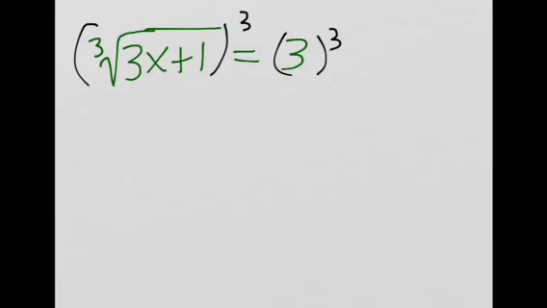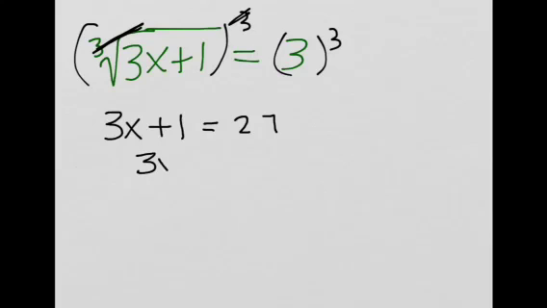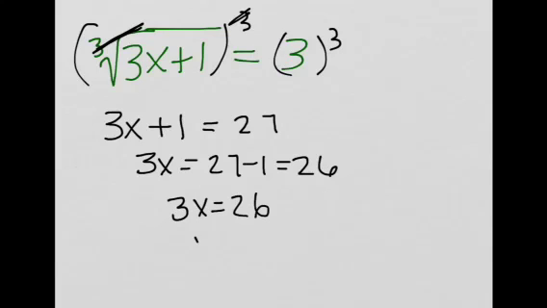And when we raise to the power of 3, the cube root and the power of 3 cancel each other out. So on the left-hand side, we are just left with 3x plus 1. And this is equal to 3 cubed, which is 27. So 3x is equal to 27 minus 1, which is equal to 26. So 3x is equal to 26, which means that x is equal to 26 over 3.